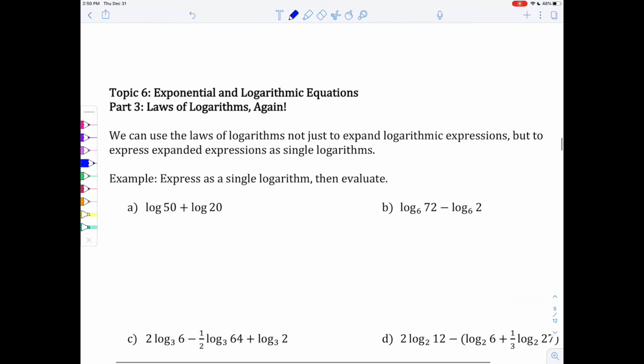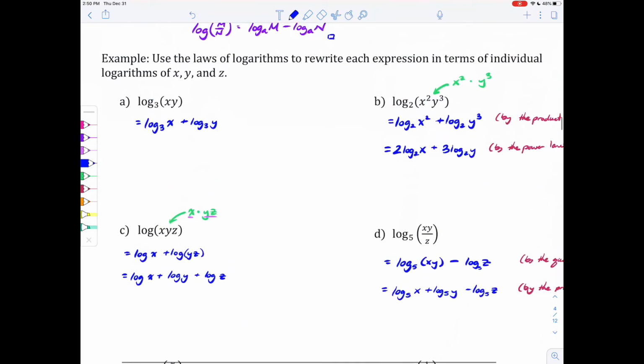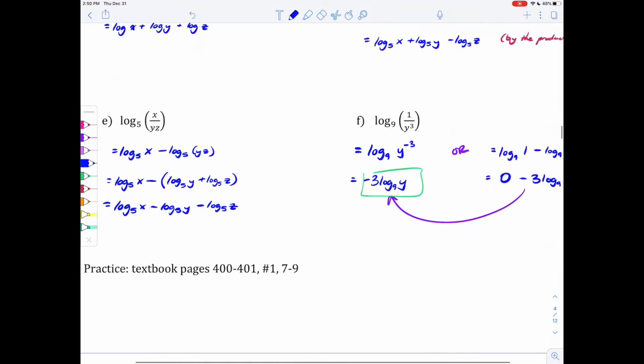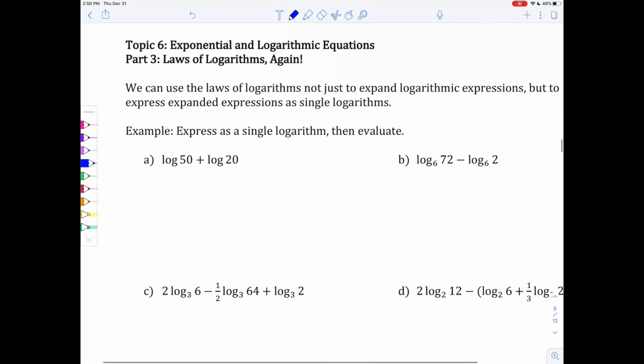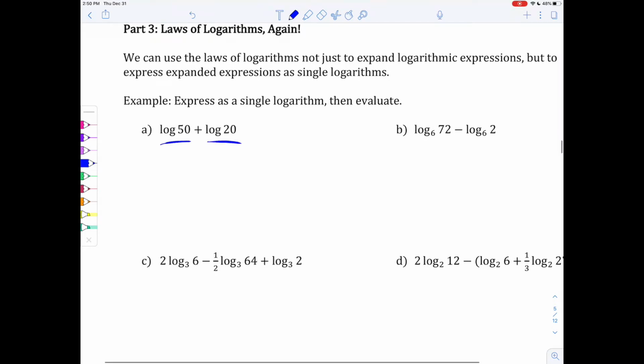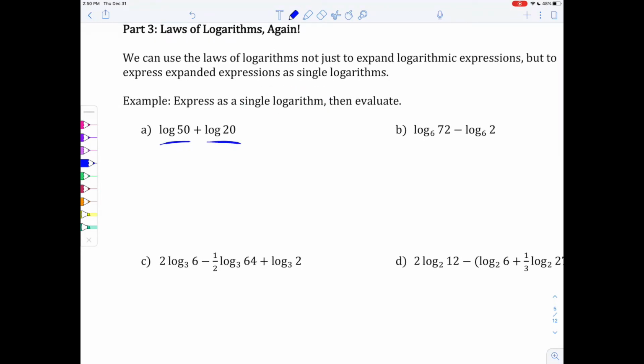Previously, when we looked at these, we looked at how to explode them into an expanded form, to rewrite each expression as individual logarithms. Now we're going to look at condensing things. We're going to take individual logarithms and try to write them as a single log. So this will be all sorts of exciting.